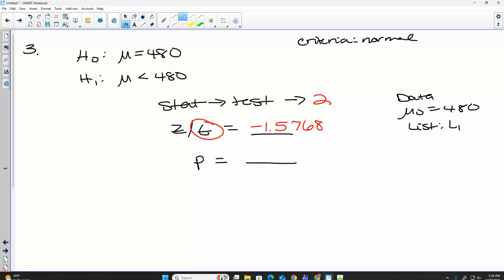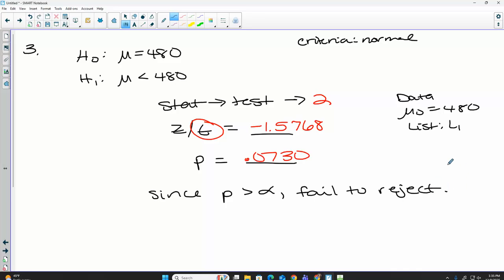My p is 0.07296, so I'll say 30. And then your conclusion, what would we say? P is greater than alpha, fail to reject. Is this helping? You know what I expect of everyone?